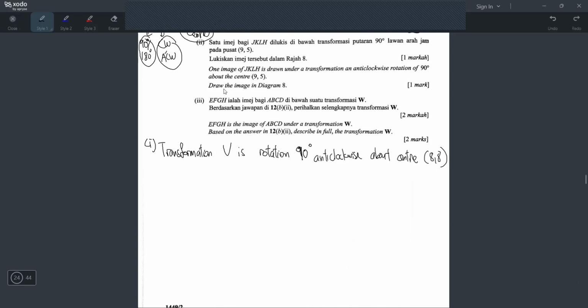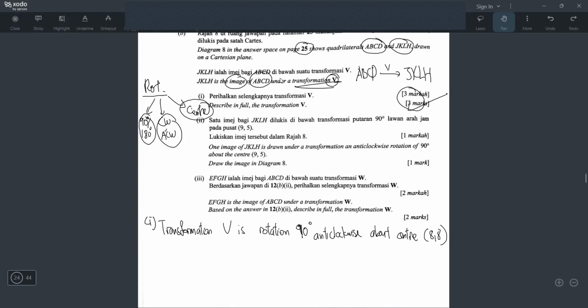Next question says what? Describe transformation V. Okay, it's 3 marks. So remember, when you describe rotation, it needs to have these 3 pieces of information: 90 or 180, then clockwise or anti-clockwise, and center. Okay, now for question number 2, let's see what they want.